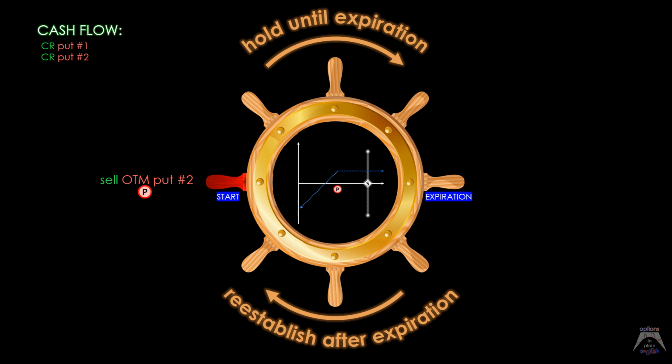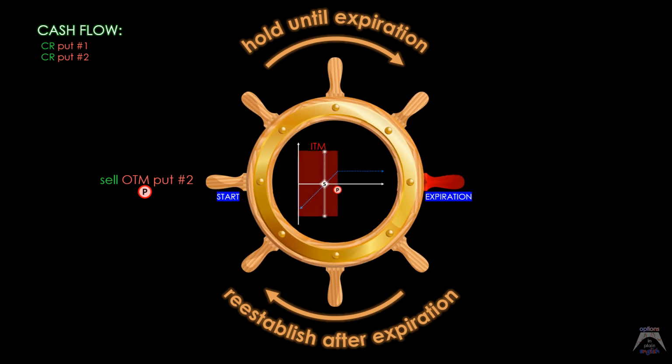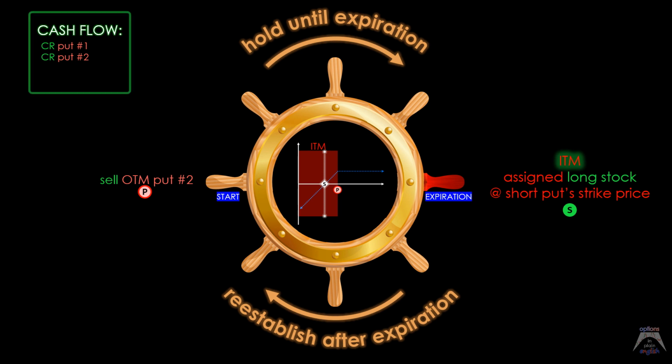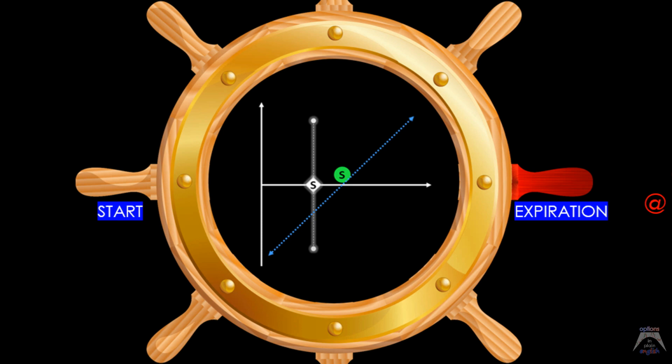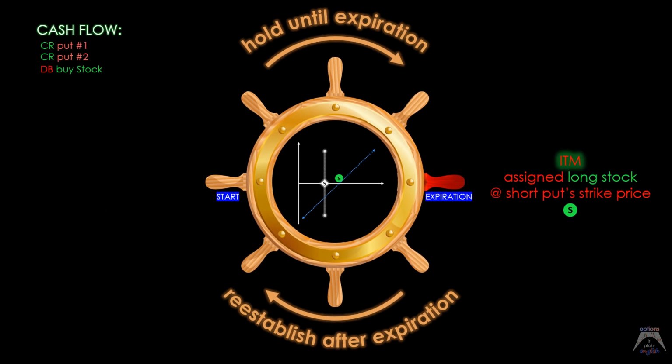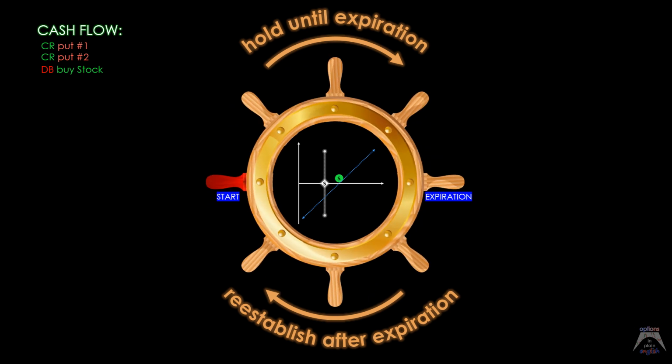As we arrive at expiration for put number 2, we notice that it has actually expired in the money this time, so we are assigned a long stock position at our short put strike price. This means that we'll purchase 100 shares of the underlying for each contract in our position. This is now reflected as a debit as part of our cash flow, and we are now left with a position that is long stock at our short put strike price, which was the price we paid as part of the assignment.